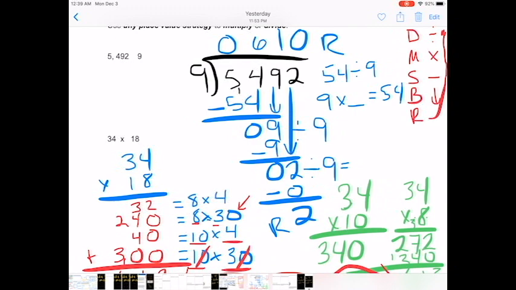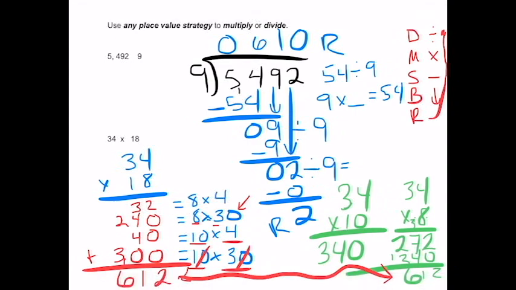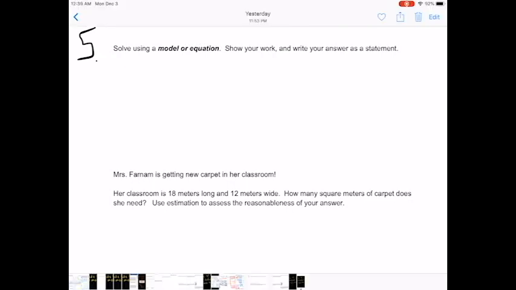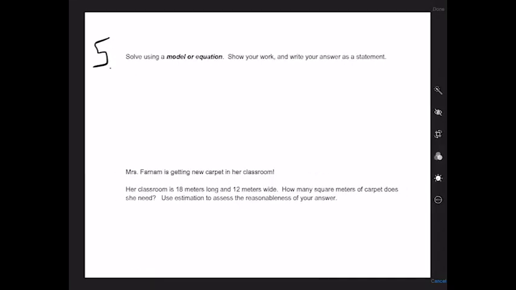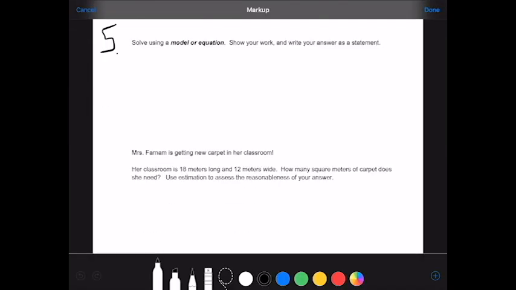All right. So that was the rest of number 4. Let's move to number 5. Solve using a model or equation. Show your work and write your answer in a statement. All right. Mrs. Farnham is getting new carpet in her classroom. Her classroom is 18 meters long and 12 meters wide. How many square meters of carpet does she need?